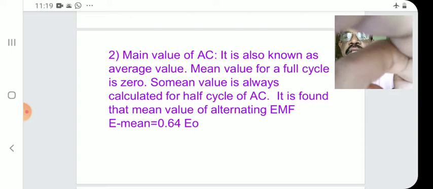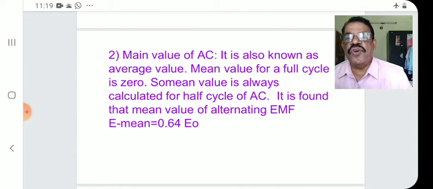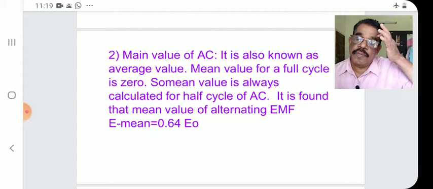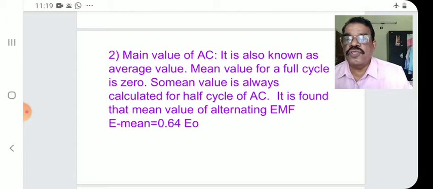It is found that the mean value of alternating EMF, E mean, is equal to 0.64 E0, or we can say 2 E0 by pi. 2 by pi is 0.64. So, mean value is found to be 0.64 E0. That is, it is very much less than the maximum value, the peak value.